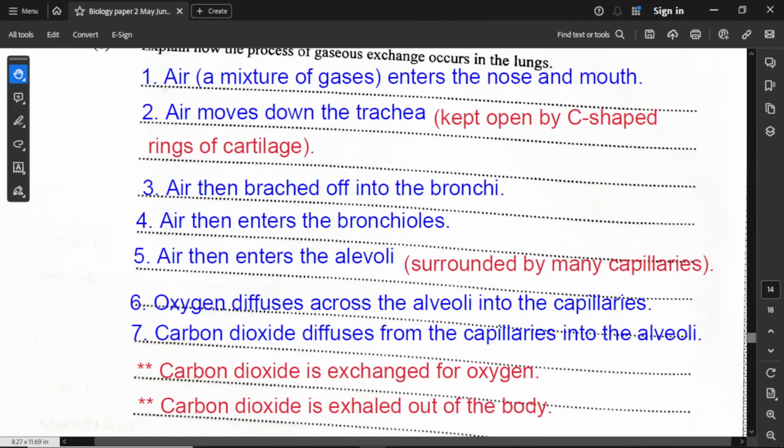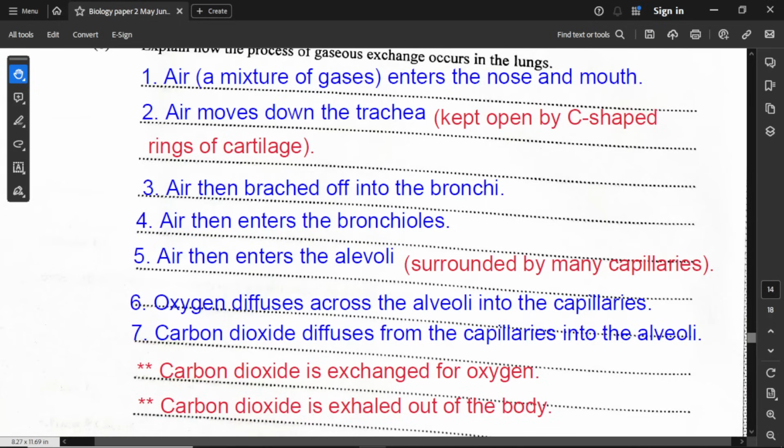The trachea is kept open by C-shaped rings of cartilage, and then air branches off into the bronchi, and then air enters the bronchioles. Once in the bronchioles, air then enters the alveoli. The alveoli are sac-like structures that are attached to the ends of the bronchioles. What is important is that the alveoli are surrounded by many capillaries. This is very important in the gaseous exchange process, by the way. Now, oxygen is able to diffuse across the alveoli into the capillaries, while carbon dioxide will diffuse from the capillaries into the alveoli.